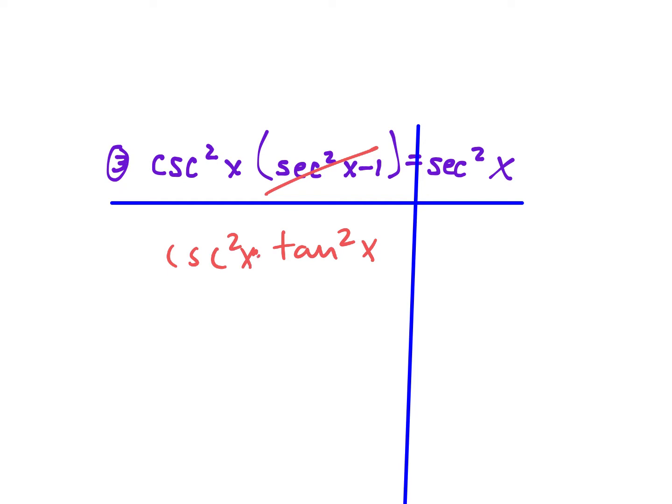What should I do next? I can change everything to be in terms of sine and cosine. So what would cosecant be? Leah? Yeah. 1 over sine squared. What would tangent be? Sine squared over cosine squared. So the sine squareds cancel.